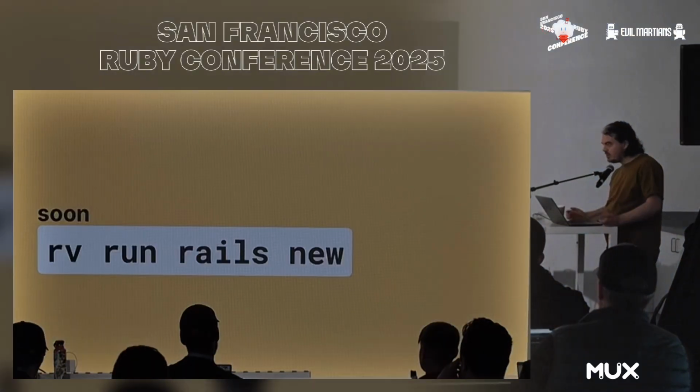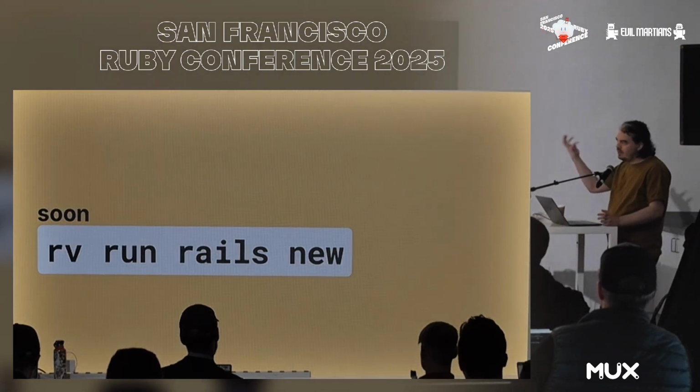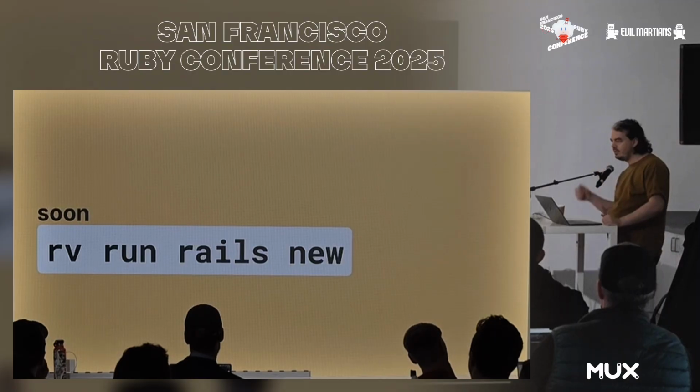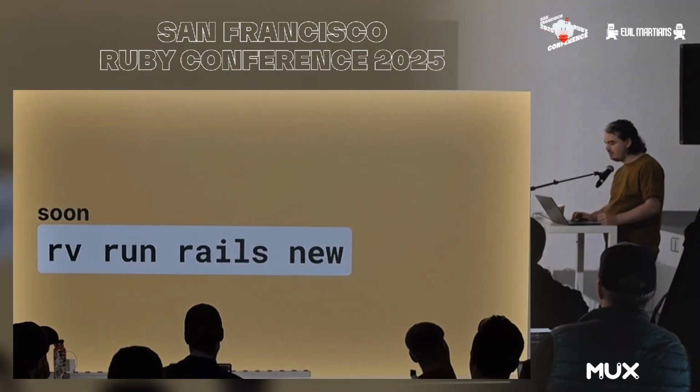Eventually we want to be able to do something like RV run Rails new, where we both install Ruby for you and also install Rails and run new for you. So it's like one command.